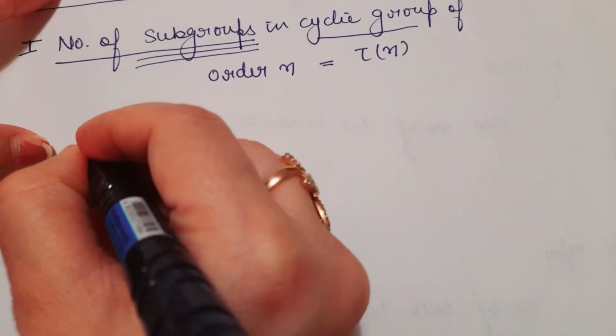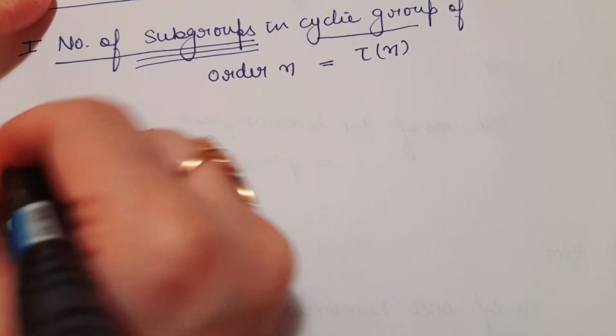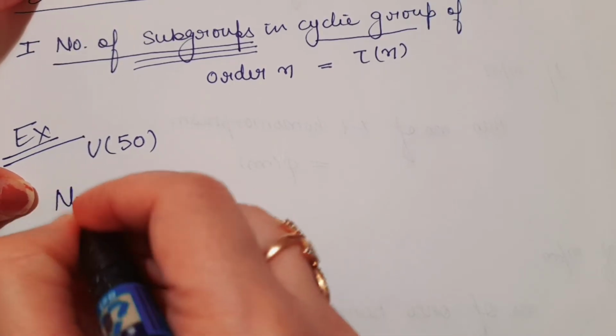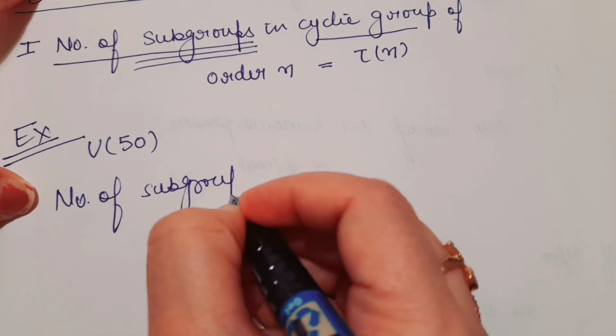Suppose you have a group U50, for example, and you need to calculate the number of subgroups of U50.